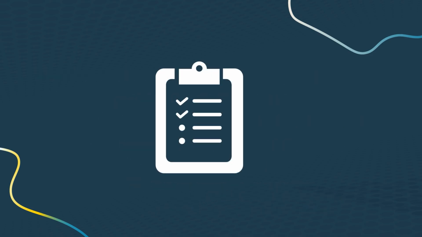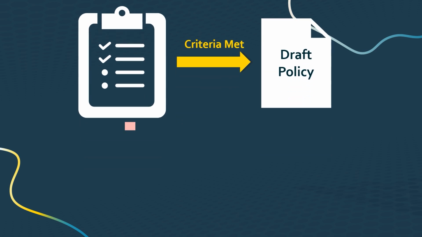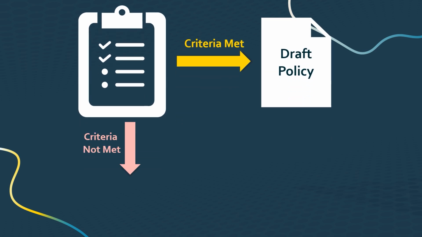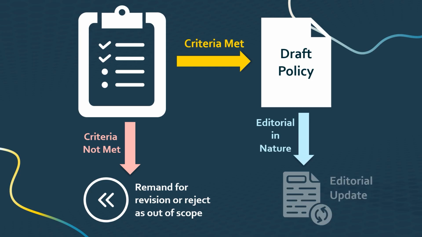If the AC finds the criteria are met, the proposal is advanced to draft policy. If the criteria are not met, the AC may formally remand it to the author for revisions or reject it as out of scope. If the proposal is editorial in nature, the AC may advance it as an editorial update.